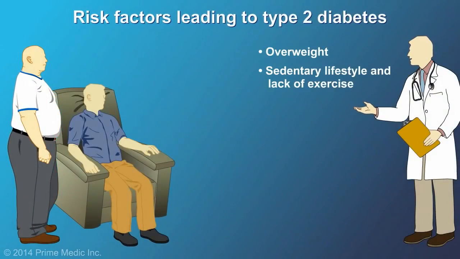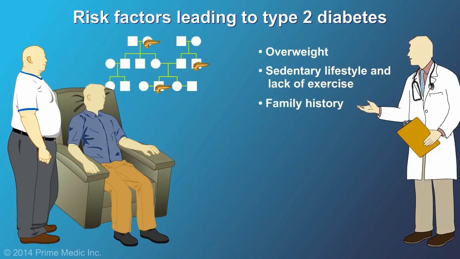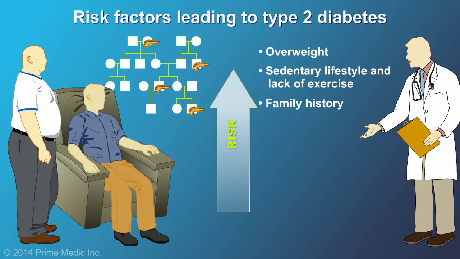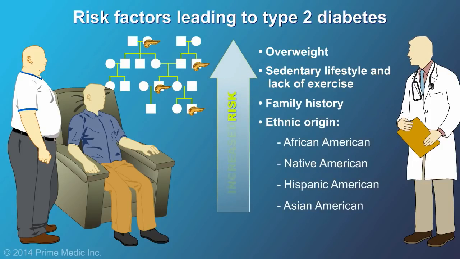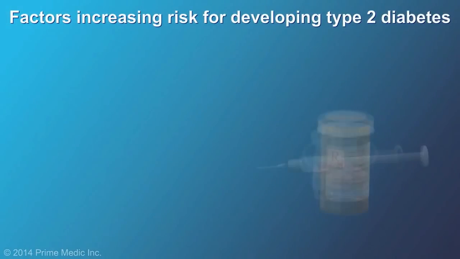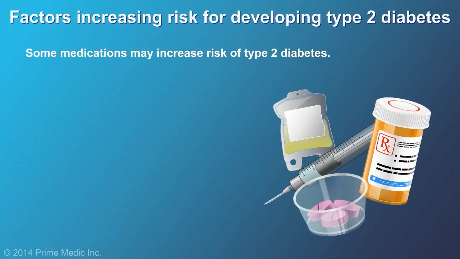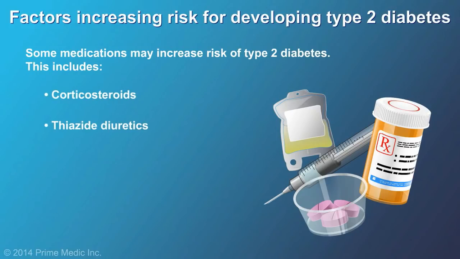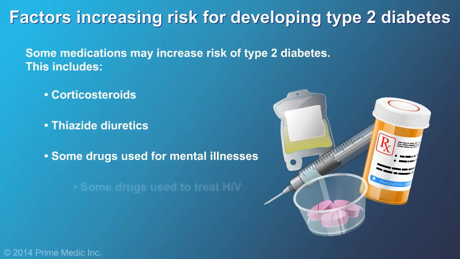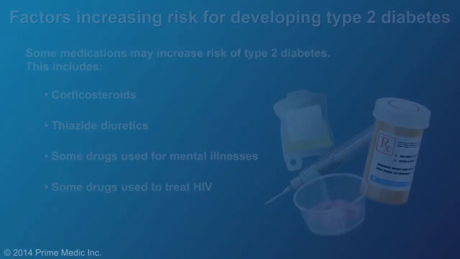Overweight and inactivity are major causes of diabetes. A family history of diabetes significantly increases your risk of developing the disease. Certain ethnic populations are also at increased risk of developing type 2 diabetes. Finally, some medications may increase your diabetes risk, specifically corticosteroids, thiazide diuretics, drugs used to treat certain mental illnesses, and some antiretrovirals used to treat HIV infection.